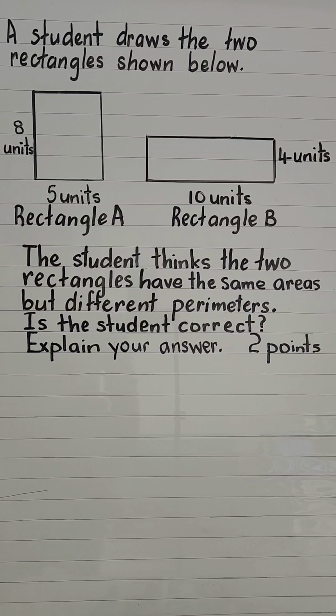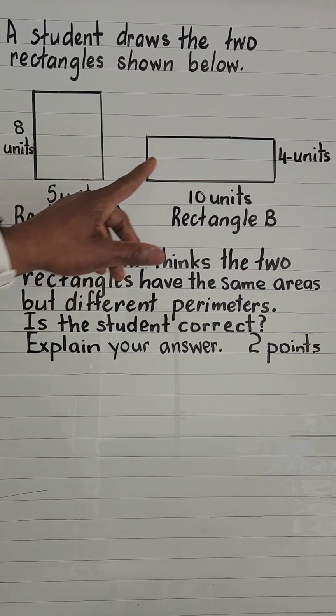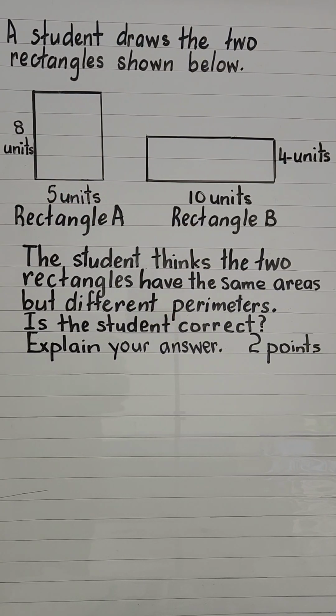A student draws the two rectangles shown below, rectangle A and rectangle B. The student thinks the two rectangles have the same areas but different perimeters. Is the student correct? Explain your answer and you get your 2 points.